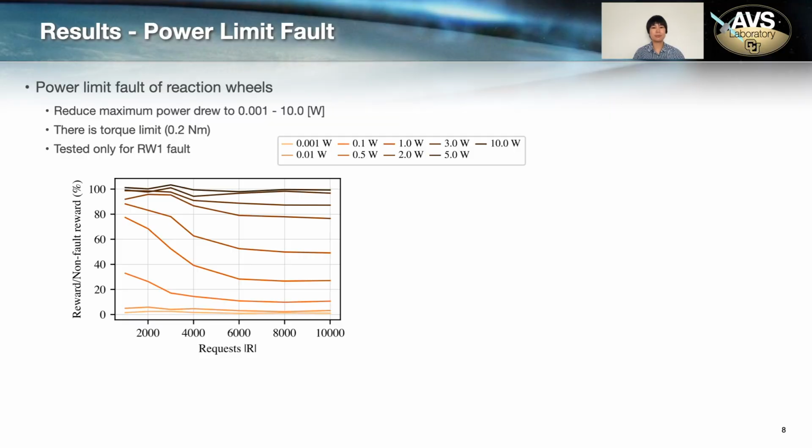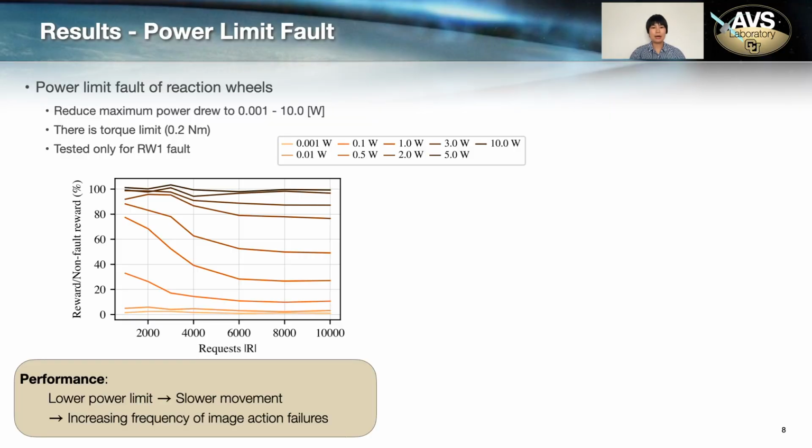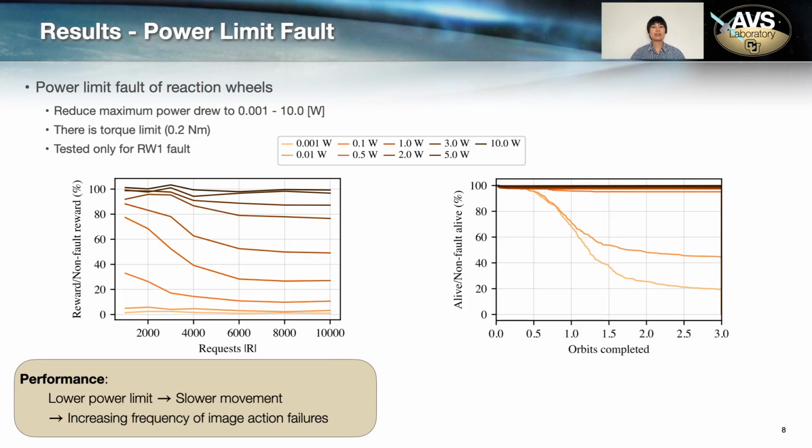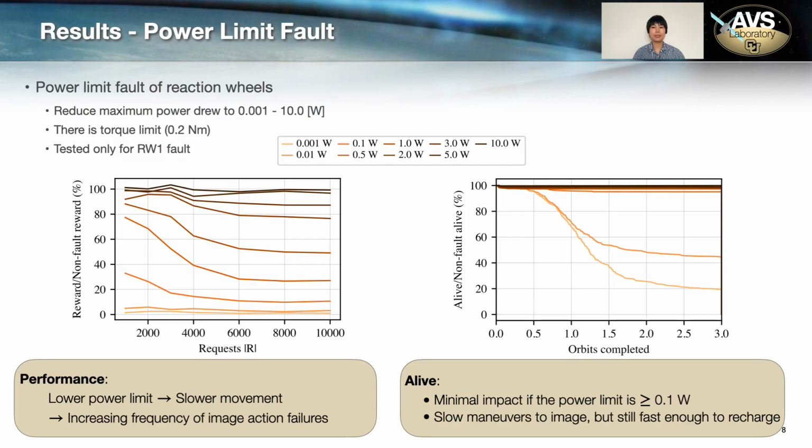And this is a reward plot, and as you can see from the figure, the performance gradually decreased as the power limit decreases. This leads to slower movement and increasing the frequency of image action failure. That's why you can see the gradual decrease of performance. As for the aliveness, you can see the huge gap between 0.1 watt and 0.01 watt. This is because those cases like 0.1 watt or above, those cases have slower maneuver to image but still fast enough to recharge. That's why you can see the huge gap between those.